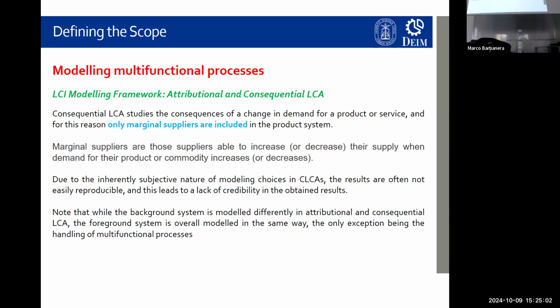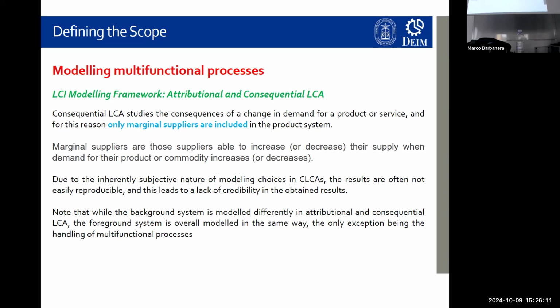I don't know, with an example. If we consider the aluminum production process, the marginal suppliers could be only suppliers that use technologies that can increase or decrease their production due to a change in the market demand of aluminum.